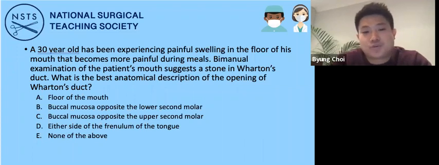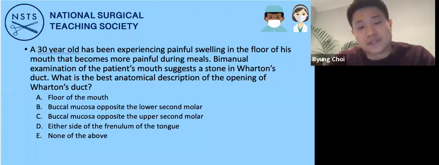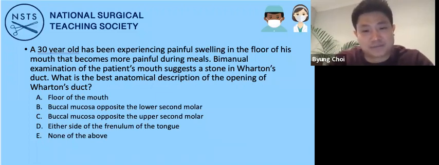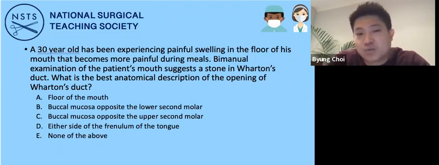Okay, so the answer to this one would be D, either side of the frenulum of the tongue. Now, I always found these type of questions a little bit tricky because for some reason I always got Wharton's duct and Stenson's duct mixed up. Wharton's duct is from the submandibular gland, whereas Stenson's duct would be from the parotid gland, and that opens up opposite the upper second molar, which is C.